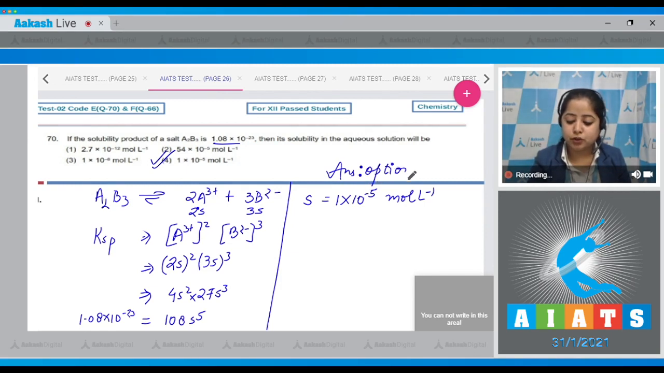Students, I'm again telling you to avoid using a calculator, start solving these questions with your hands, and by time the speed will increase. Don't worry about the speed right now. The speed will increase by time. Moving to the next question.